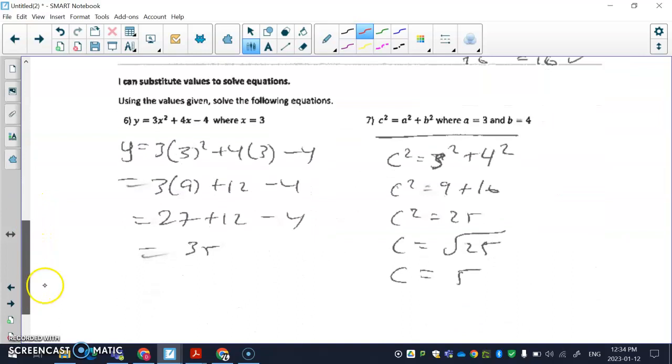The last thing is just subbing in. So anywhere you see an x, you put the 3, and then you just work your way through it. And here, same thing. Anywhere you see an a, you put a 3. But also we have a second thing, which is b is 4. The last step here is c squared is 25. You want to take the square root to get rid of that. This is a Pythagorean theorem type question.